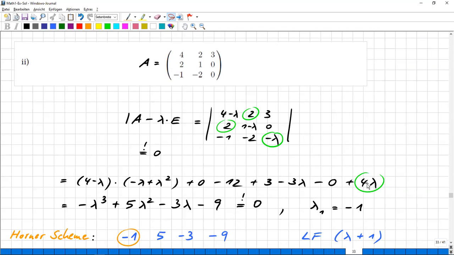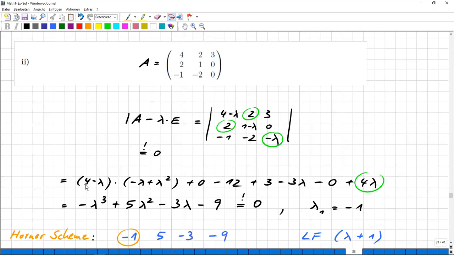It's a little quicker to solve than the first one. Anyway, you see negative lambda to the power of 3 again, the strongest term here. Then also some quadratic contribution, altogether 5 lambda squared. Well, where does it come from?